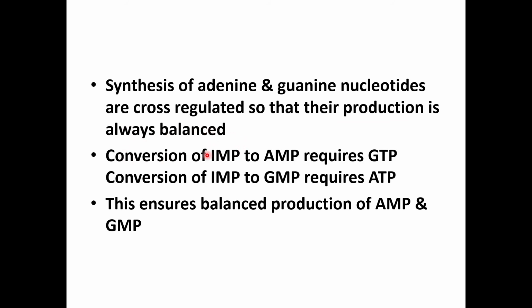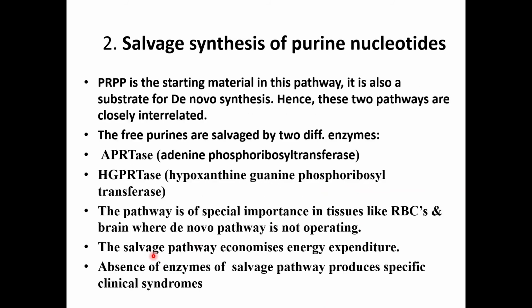So conversion of IMP to AMP requires GTP. This is reverse. Conversion of IMP to GMP requires ATP. So this ensures the balanced production of AMP and GMP. Now coming to the next pathway, that is the salvage pathway, salvage synthesis of purine nucleotides.